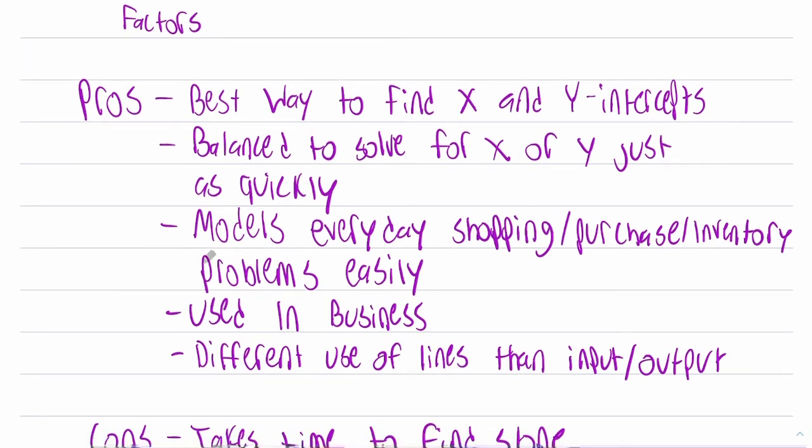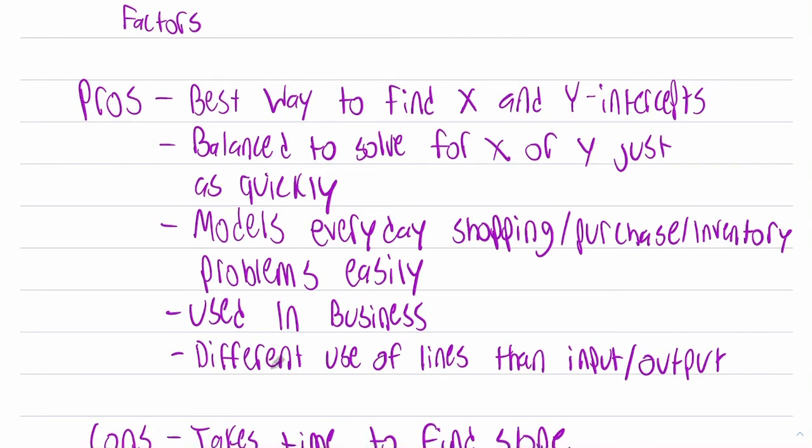It models everyday situations like shopping, buying things, or if you're a business, whenever you're stocking up and as you're selling things, both of those variables can be taken into account in a standard form equation. So if you're a business person, you're probably going to use standard form or see the results of a standard form graph.